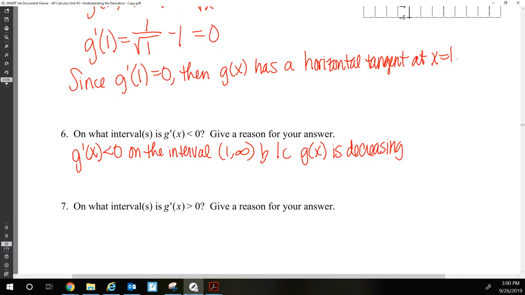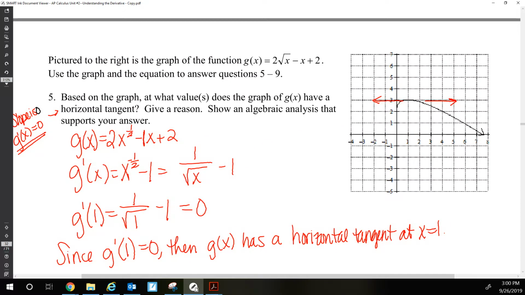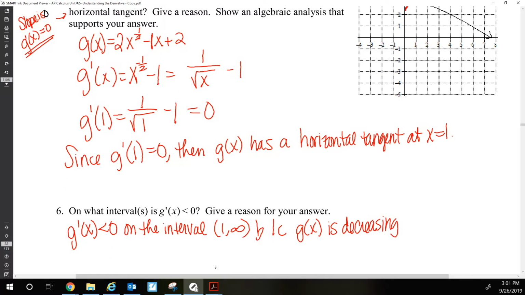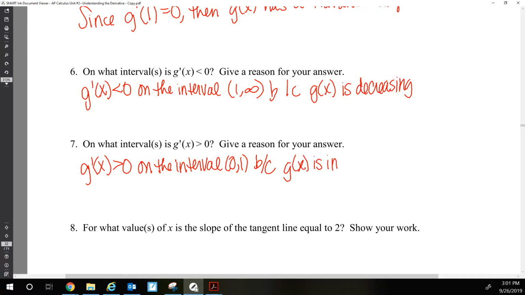All right. 6 asks, when is it negative? 7 asks, on what interval or intervals is the derivative positive? Well, the derivative is positive when my function itself is increasing. So just this little piece here is where the function is increasing. So that's between 0 and 1. So g prime of x is greater than 0 on the interval 0 to 1, because g of x is increasing on that interval.